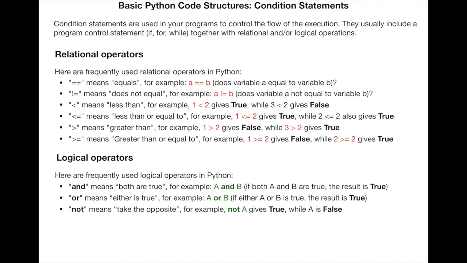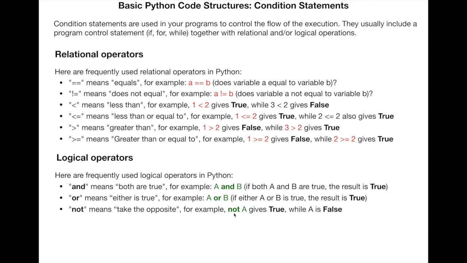Logical operators are usually used to combine 2 conditions, and they usually work with booleans. And means both are true, or means either is true, and not means take the opposite. For example, a and b: if a and b both are true, then the result is true. If either one is false, the result is false. And or means if either a or b is true, then the result is true.